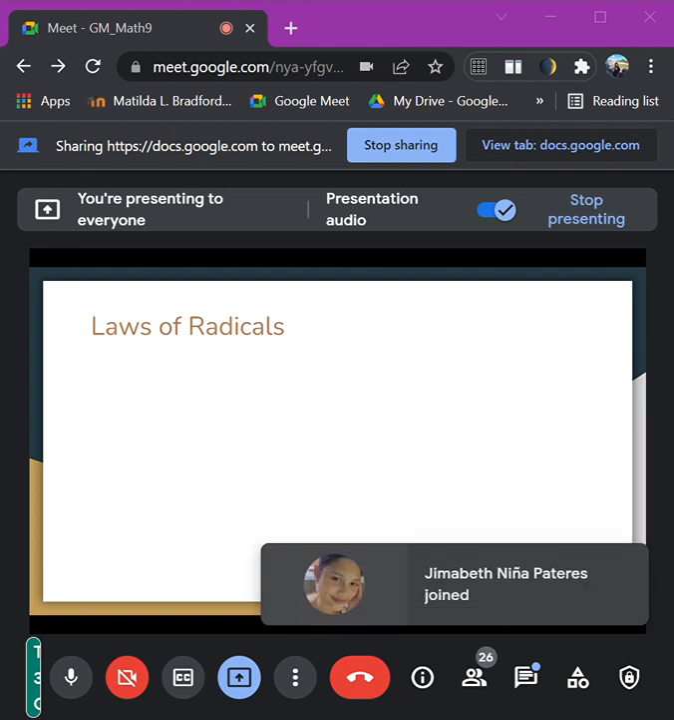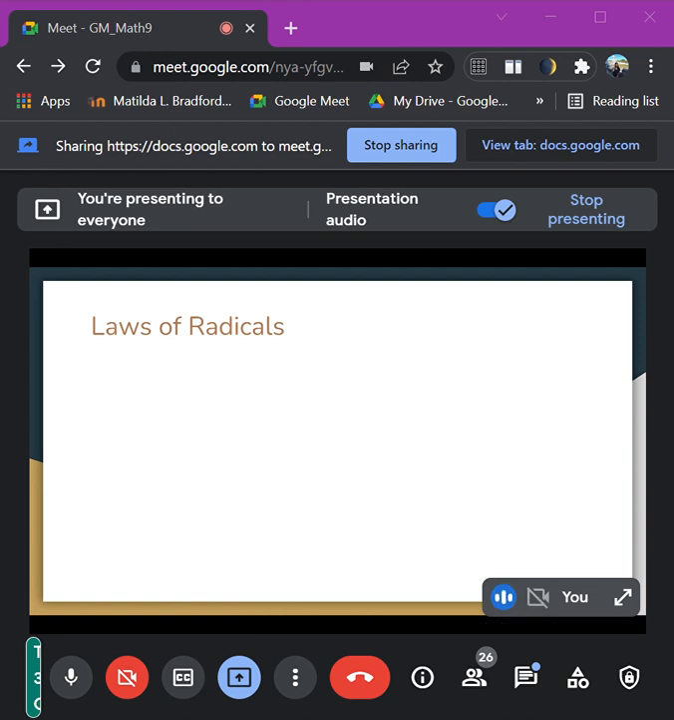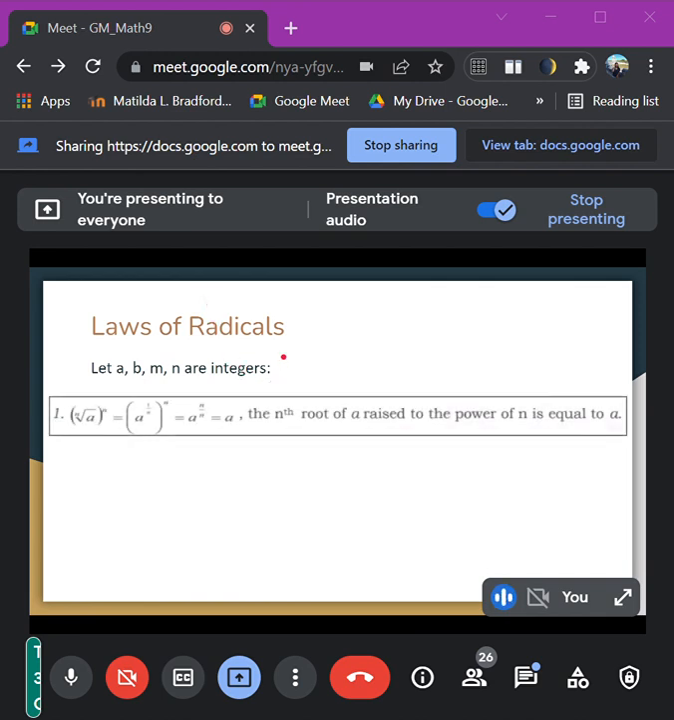So actually, these laws of radicals are similar to the laws of integral exponents. Di ba, we had man integral exponents last time. So they are similar with each other. So we have here, we're going to let a, b, and m, n be integers. Okay, we're going to let all of those letters be our integers.